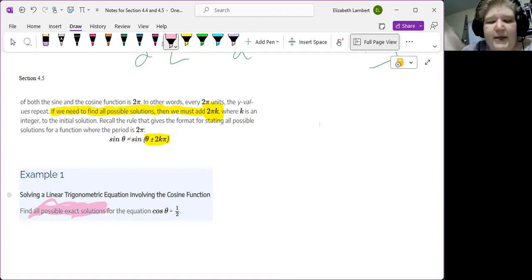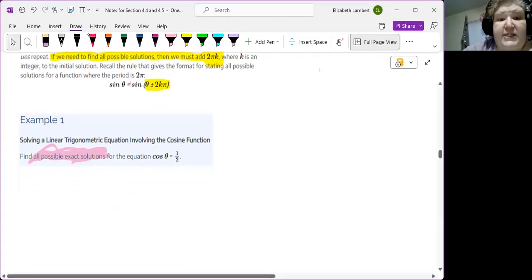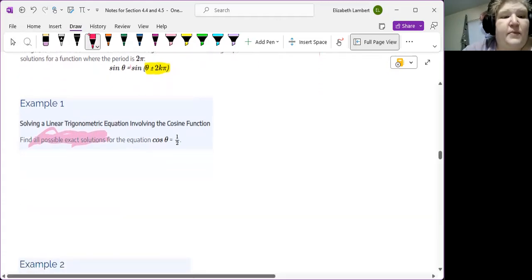How do we do the 2 pi k thing? So cosine of theta equals 1/2. Where's cosine 1/2? 1/2 is the short side in a 30, 60, 90. Short side is next to the bigger angle. So this is 60 degrees, which is pi over 3. So that is our first answer. Theta could be pi over 3.